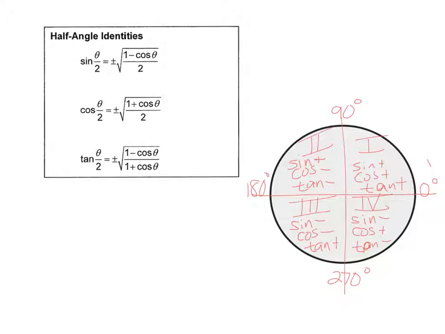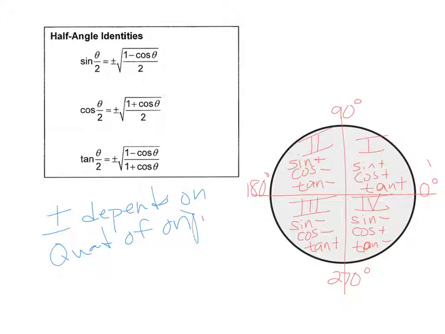Now let's look at half angle identities. So there's one for sine, cosine, and tangent. Notice there's a plus minus in front of each square root in the formulas. It depends on the quadrant of your original angle, whether you'll use the plus or the minus. So the plus or minus depends on the quadrant of the original, and that's important, angle.